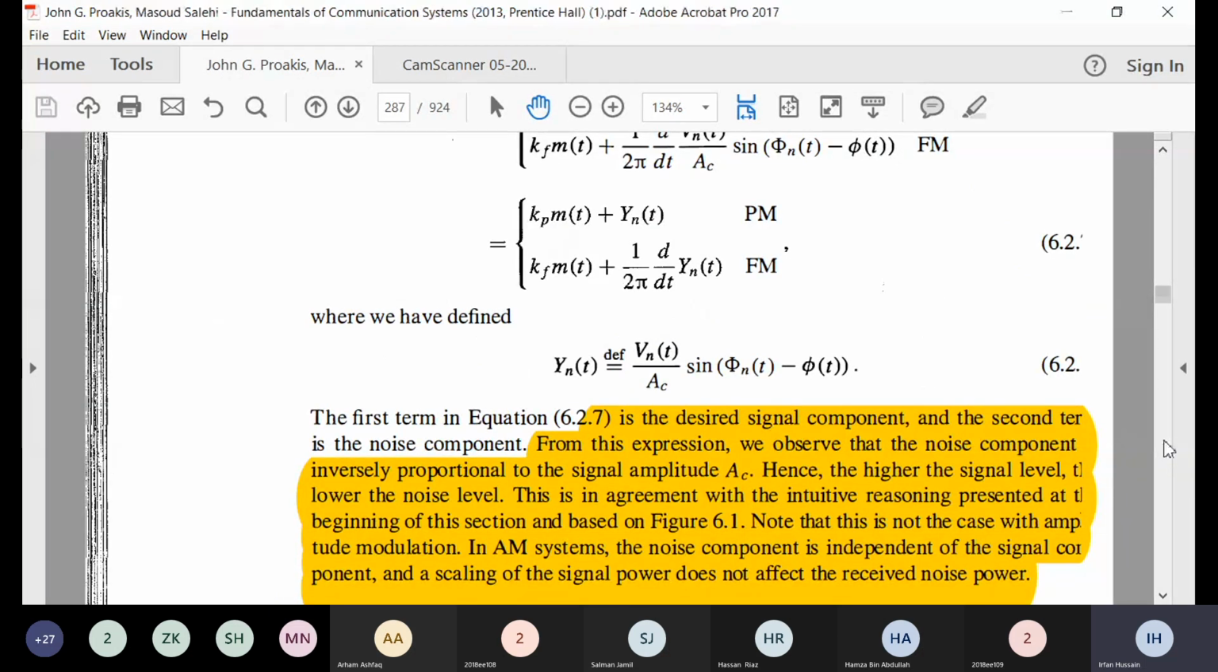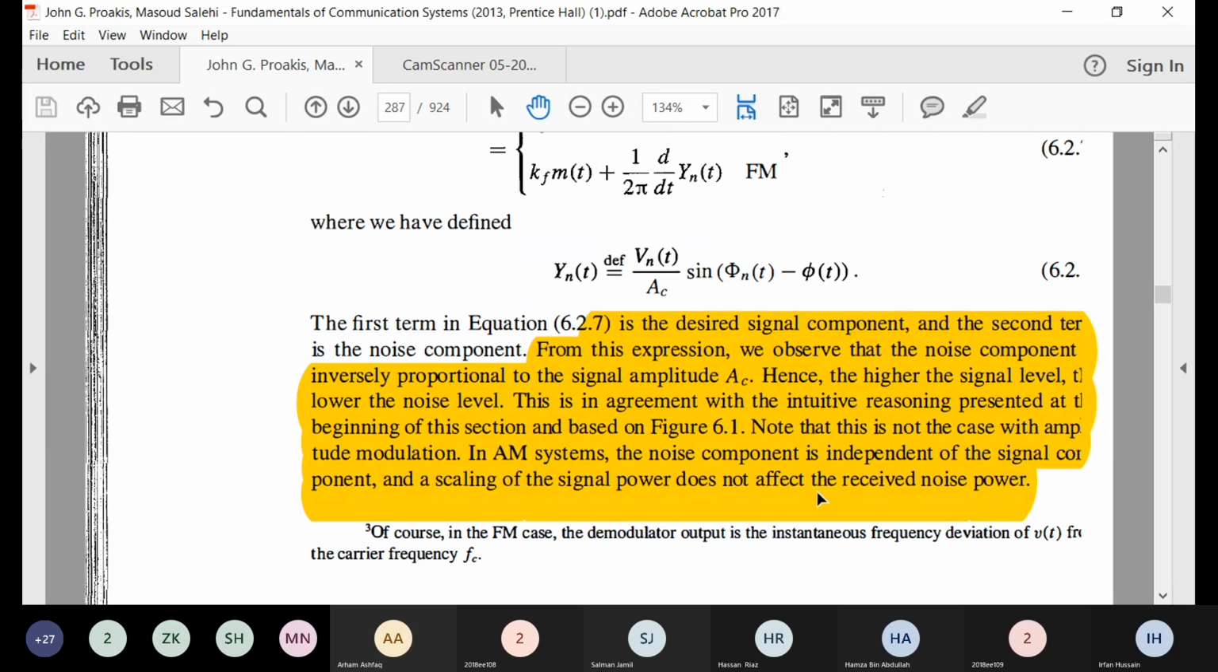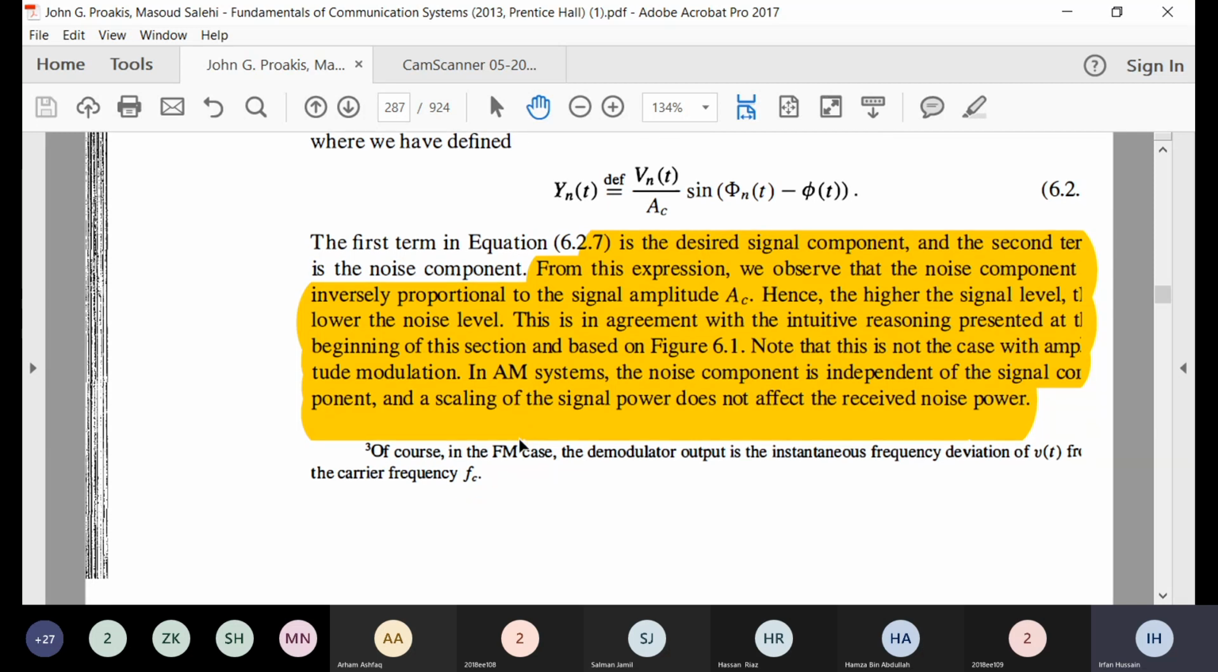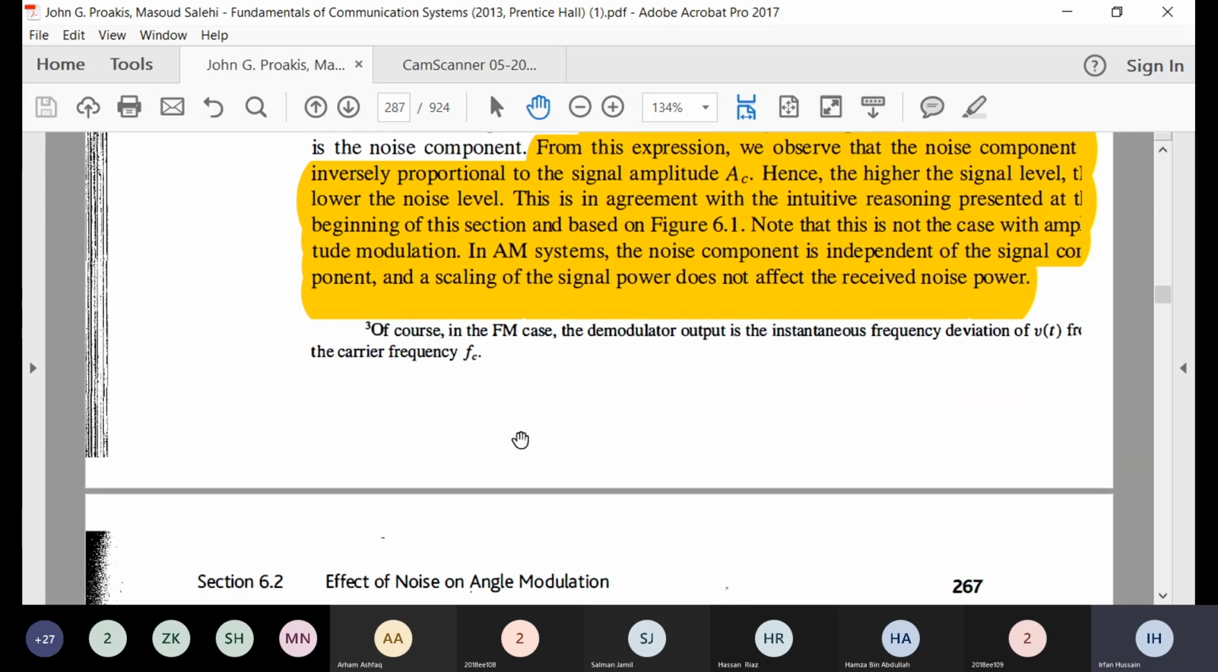Now coming back to the lecture, where were we? So we were actually discussing the observation with respect to the mathematics that we have developed here: the greater the power or the greater the amplitude of AC, the less will be the noise. And we know in AM systems noise is independent of the signal, okay? But here you could see that the noise is dependent on the amplitude or the power of the signal. This is a huge difference between AM and FM systems.